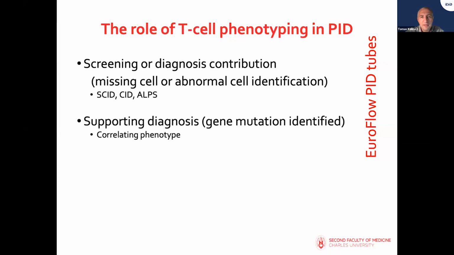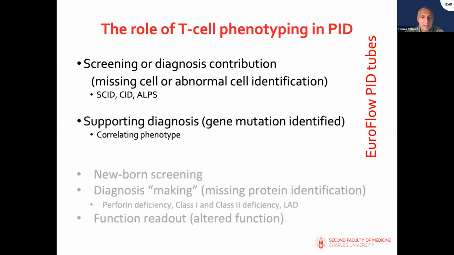And then there are multiple other immunodeficiencies where we know the gene mutation, where we want to see that there is a correlating phenotype, but the phenotype itself is not clearly identifying the gene mutation. It's only correlating. And then there is a role for flow cytometry in other specific types of assays.